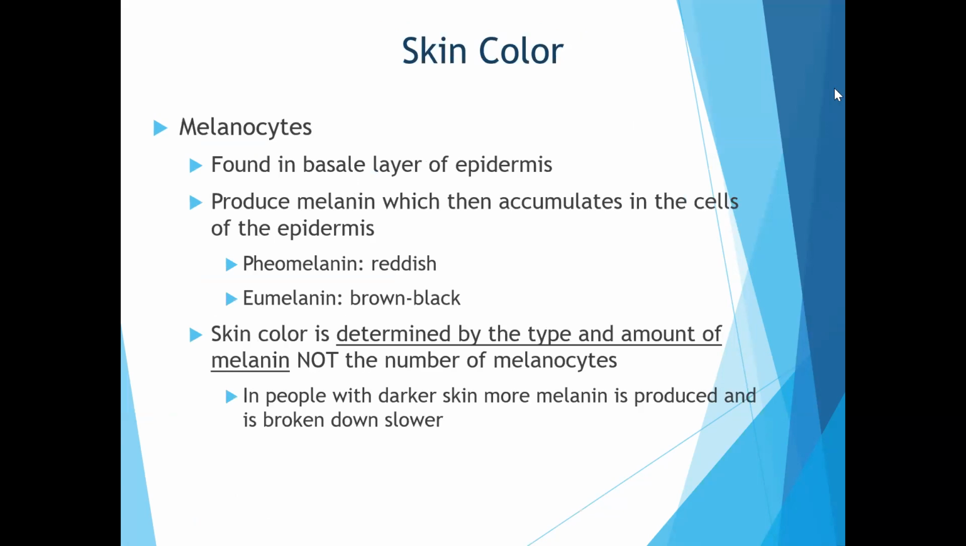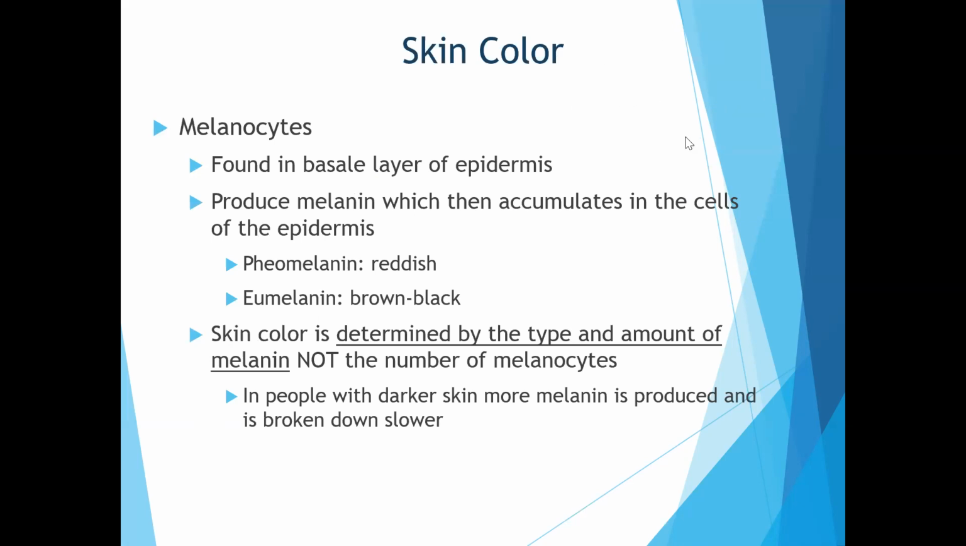All right, skin color. Melanocytes are cells within the skin that secrete melanin, and that is our primary control of skin color. These are found in the basal layer of the epidermis. Like I said, they produce melanin. This then accumulates within the cells in the epidermis. There are two different types of melanin. I put those there just to make you aware. Don't need to memorize those.